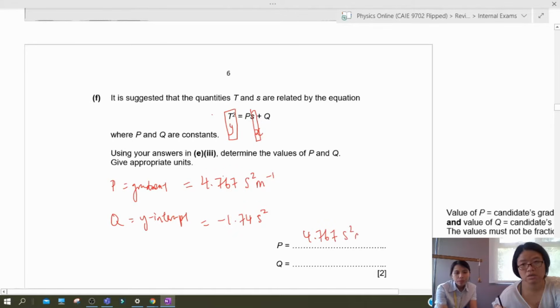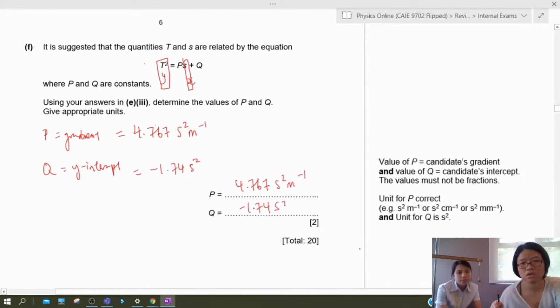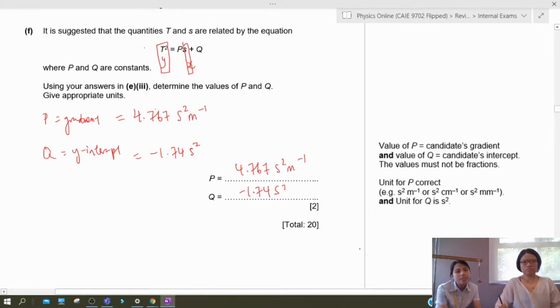So I think this one, if you look on the right side, 1 mark is for your value if correct, then 1 mark is for unit. So if either one is wrong already, you lost a mark already. Yes, so if you didn't write units, you will lose 1 mark.